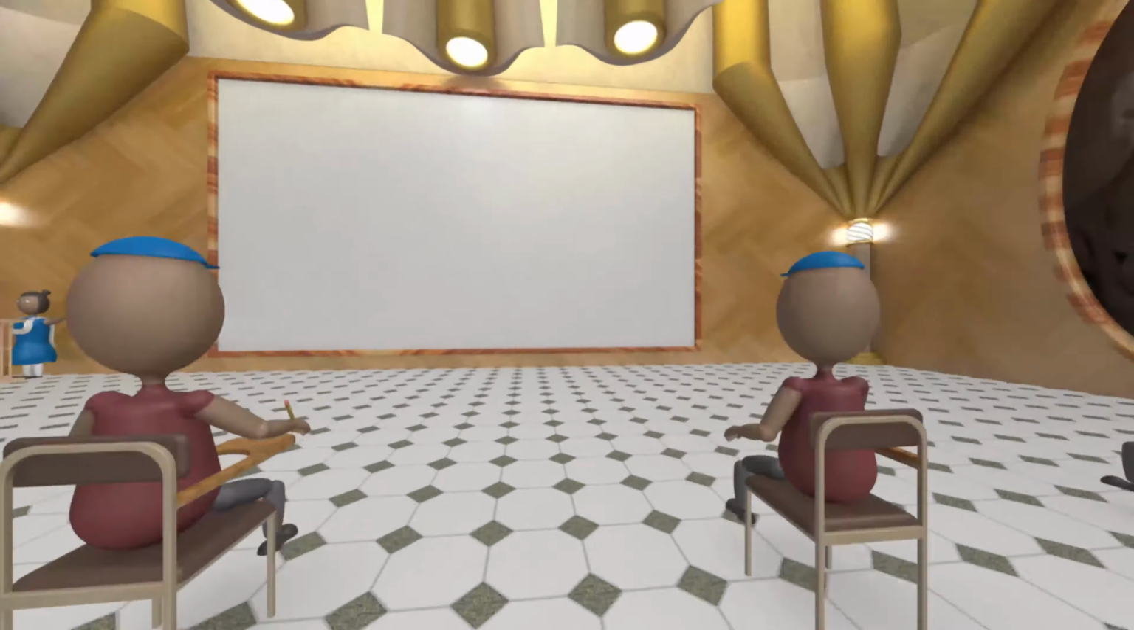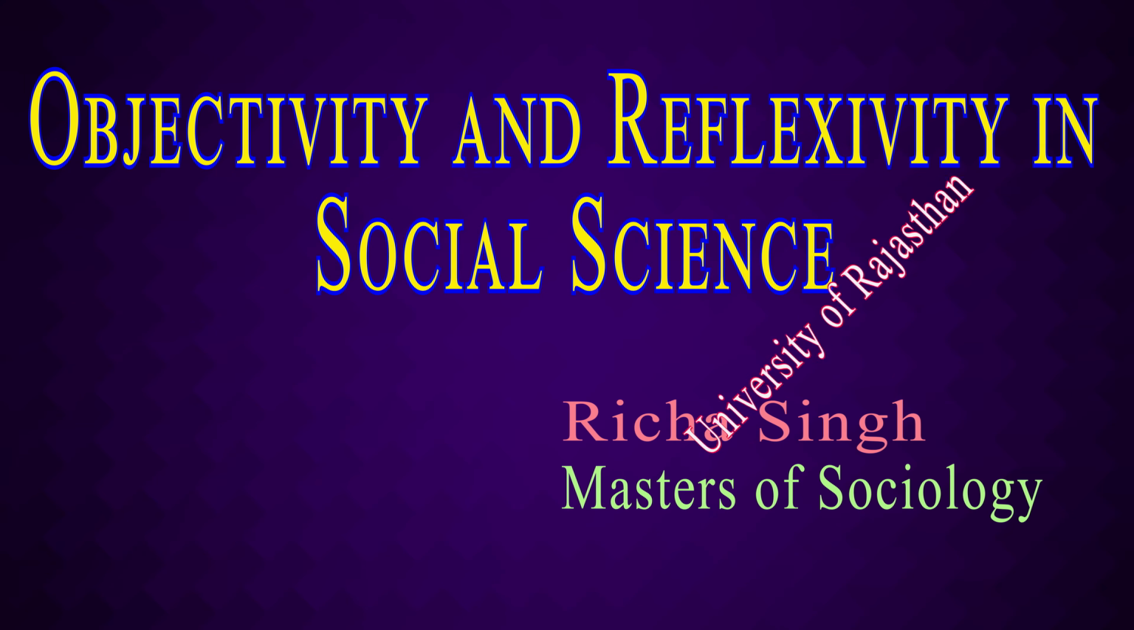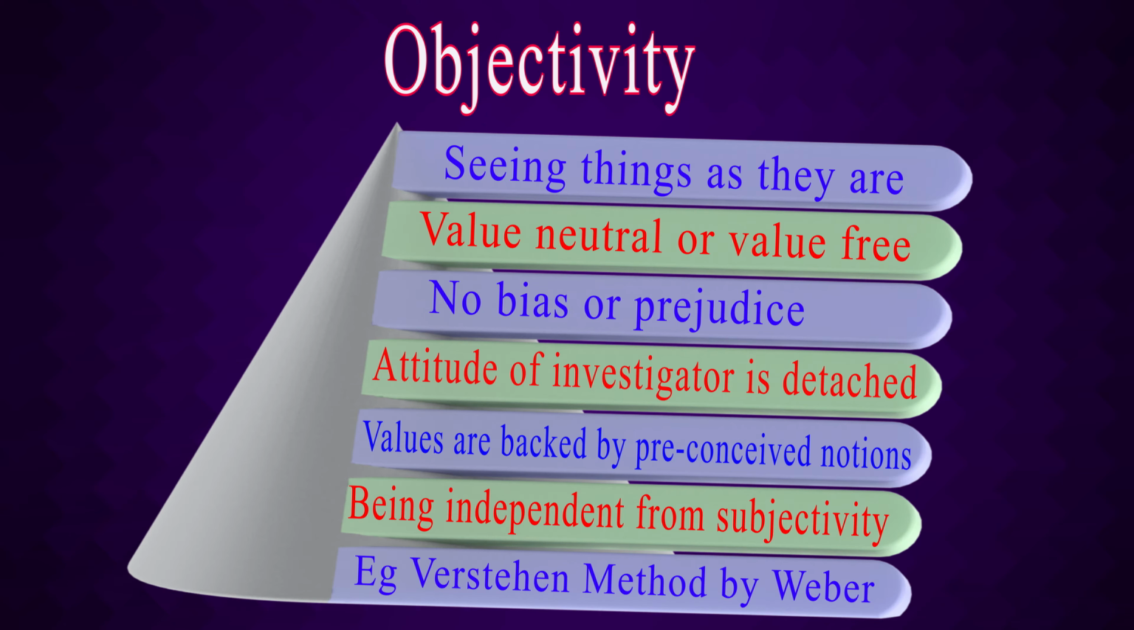We are going to discuss objectivity and reflexivity in social sciences today. So, objectivity, if you remember, Weber's Verstehen method: he said that the researcher has to be value neutral or value free. What is this value? Values are what we have been taught in the process of socialization, what values we got from the society that we live in. It creates a prejudice.